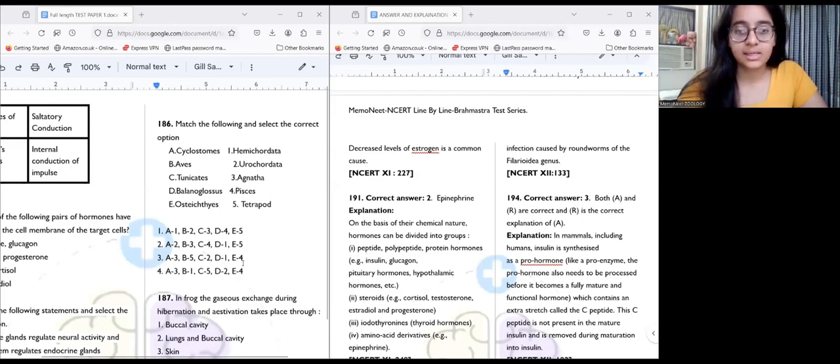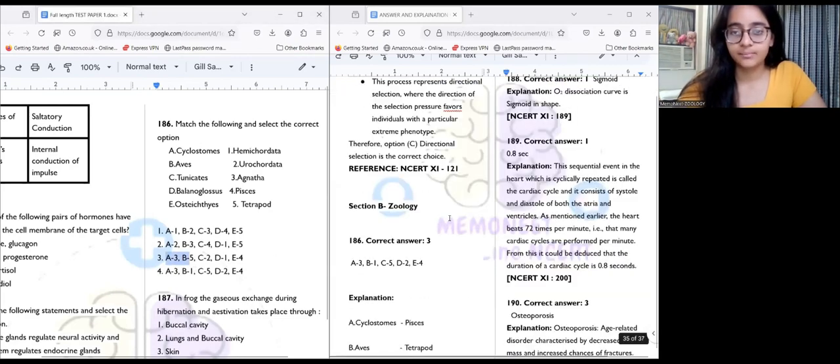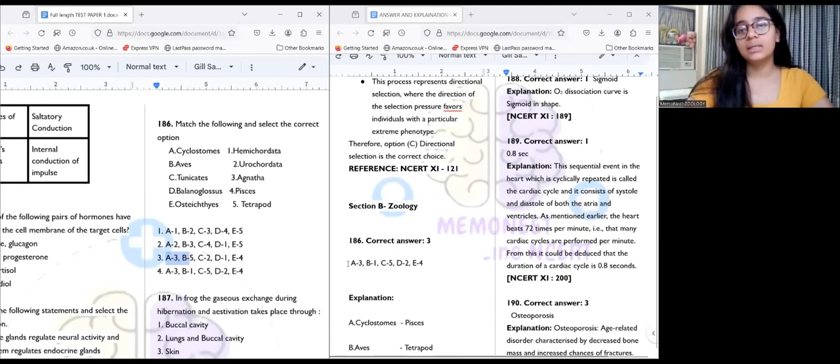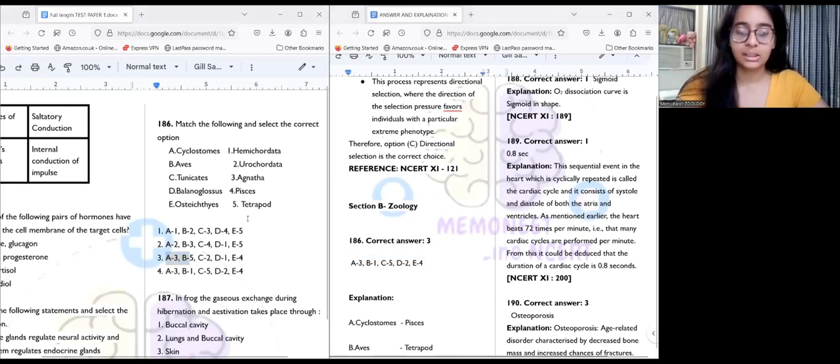This is E4. So we have E4, A3, and then Aves is B5. So the answer for 186 is 3. Let's see the answer here. But the answer written here is wrong, so please ignore that. The correct option is answer number 3.